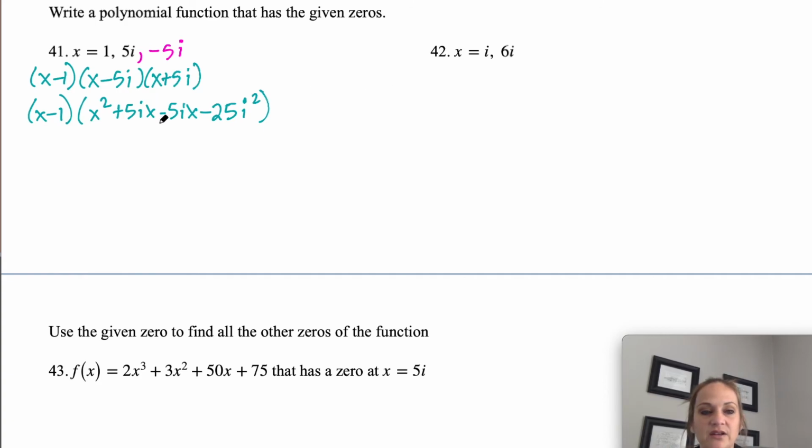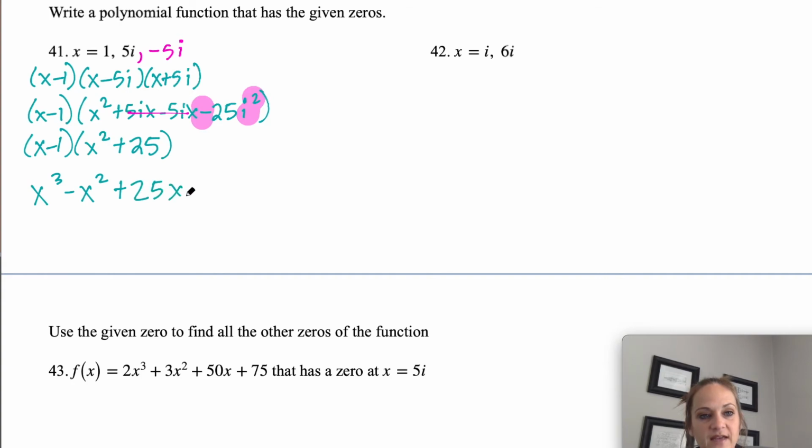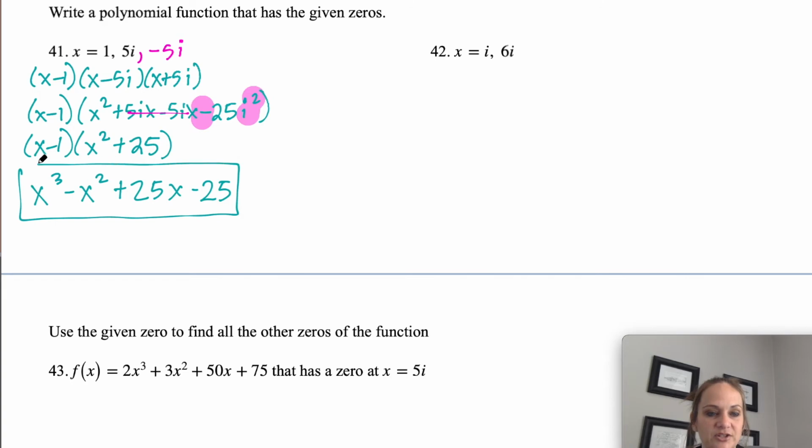Now, I know that the two middle terms cancel. If they don't, there's something wrong. They're supposed to cancel. I'm left with x minus 1 times x squared plus 25. Why is that a plus? Because this i squared and this negative make it a positive 25. And now I can FOIL, and I'll get x cubed minus x squared plus 25x minus 25 as my answer.